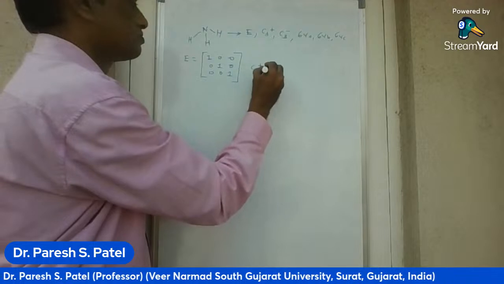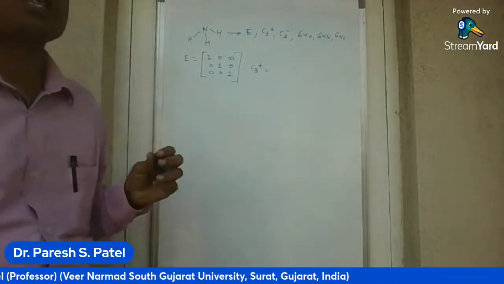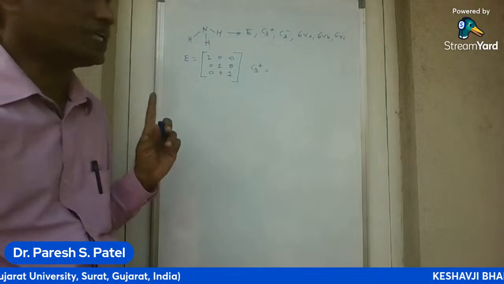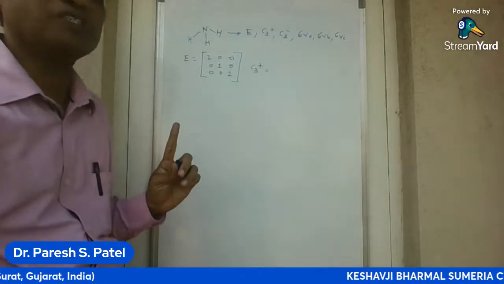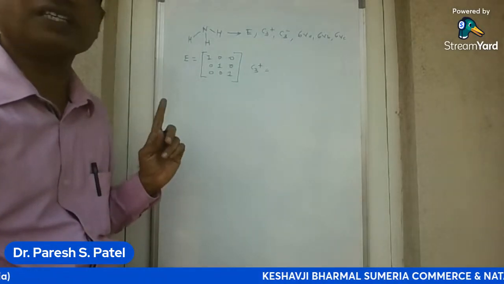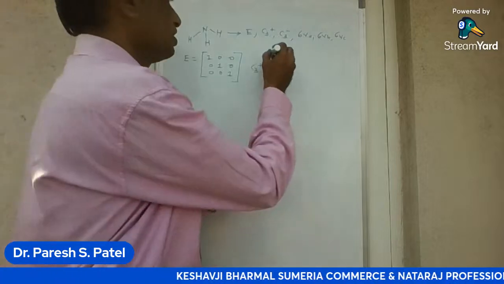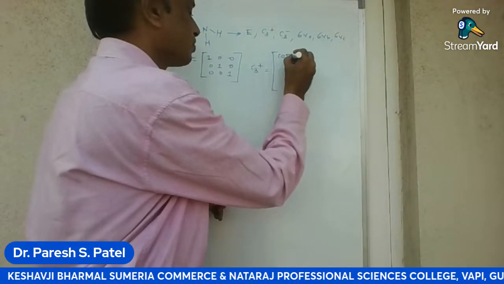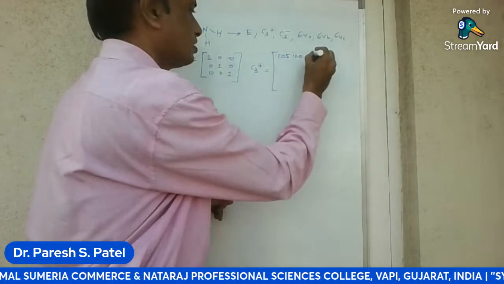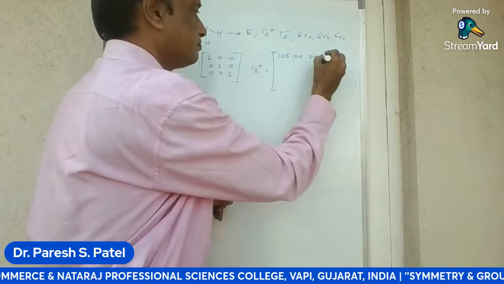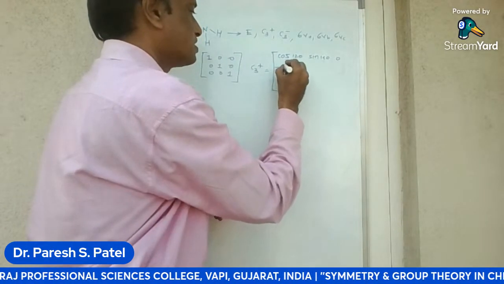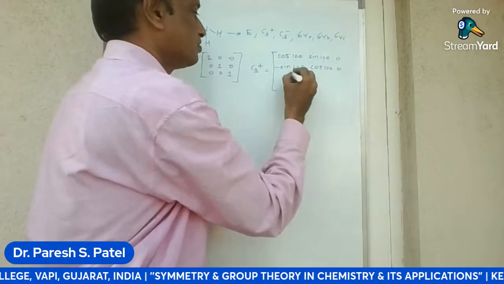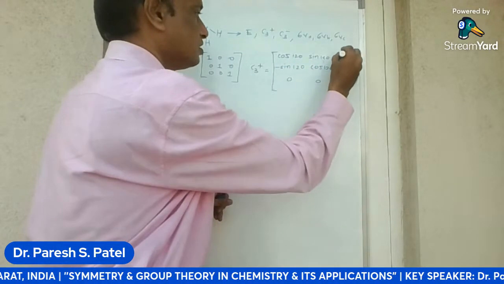C3 plus. Another symmetry operation is C3 plus, or C3 1. It means we have to rotate the ammonia molecule along the main principal axis by 120 degrees as a clockwise rotation. Then if you put in the values: cos 120, sin 120, 0, minus sin 120, cos 120, 0, 0 0 1.